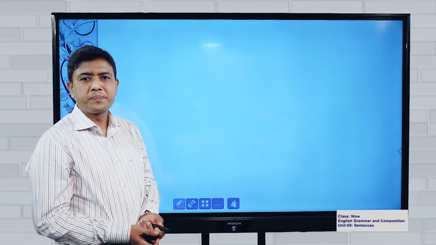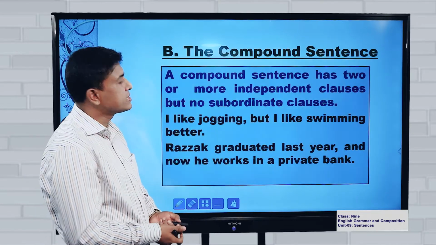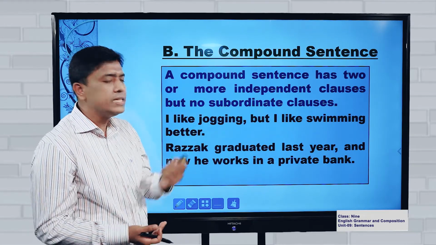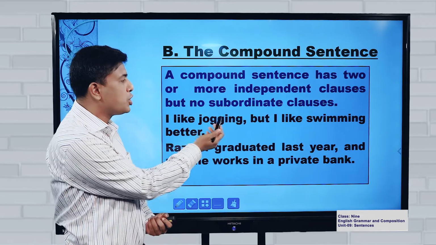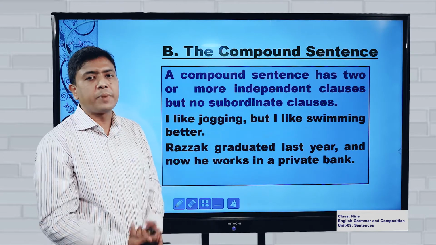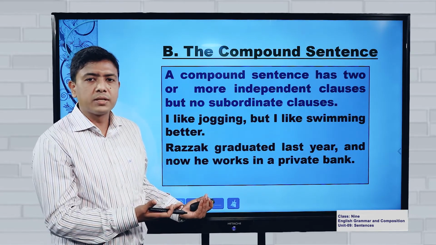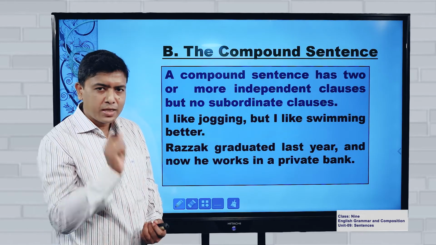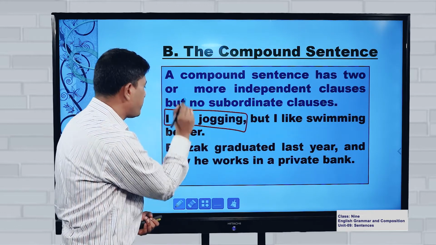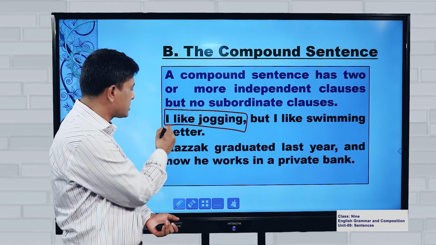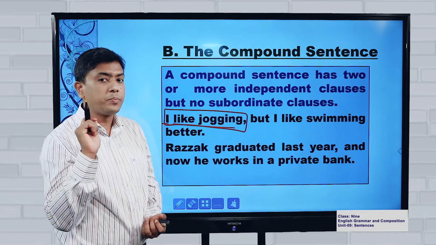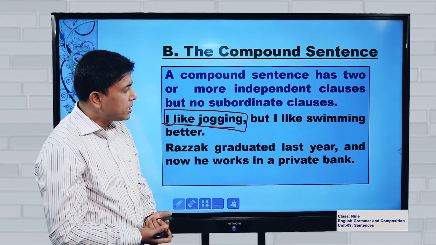Now, my dear students, second category, second kind of sentence, the compound sentence. If you see, a compound sentence has two or more independent clauses, but no subordinate clauses. So it may have two or even more independent clauses. If you look at these examples, it is going to be absolutely clear to you. The first one, I like jogging. This is an absolutely independent clause. I like jogging. It has a subject and a predicate, and it is giving a complete thought, which is an independent clause. And the second part, but I like swimming.